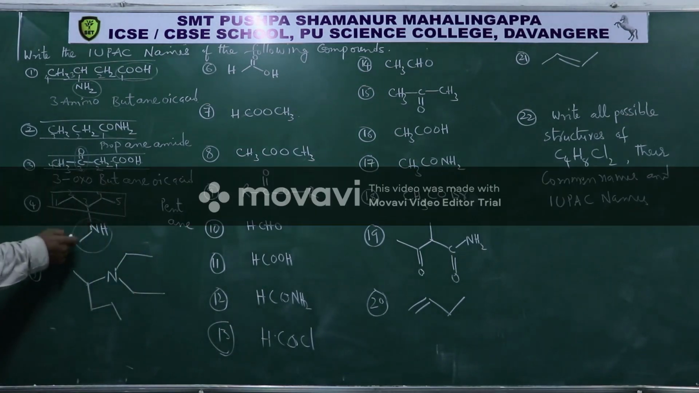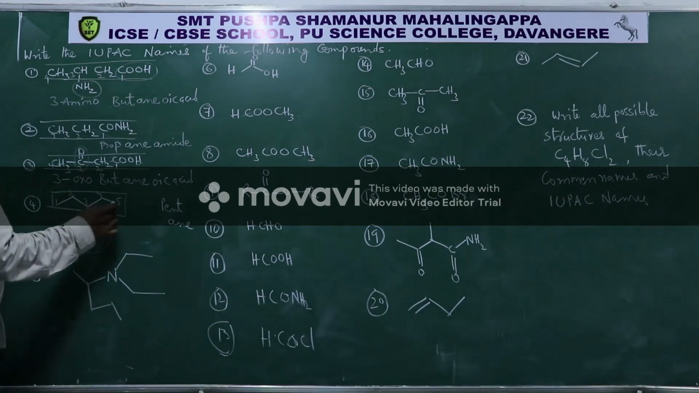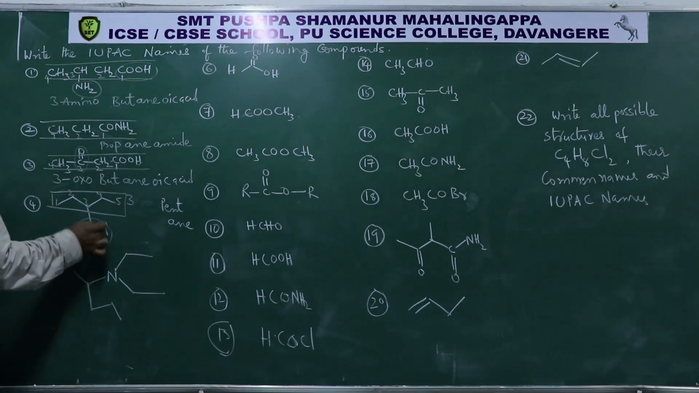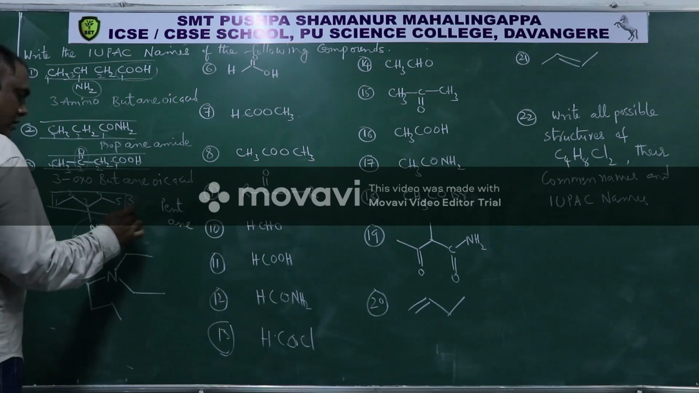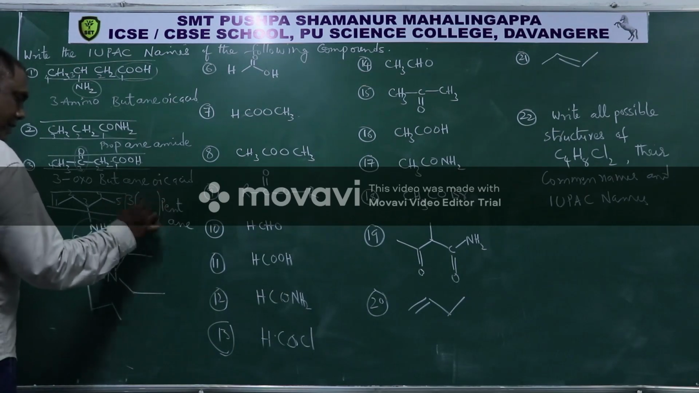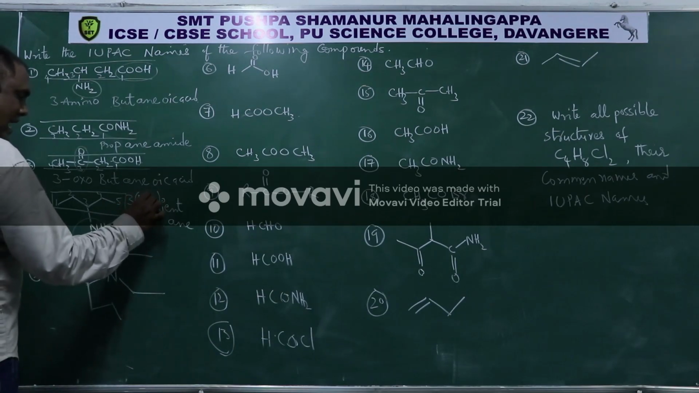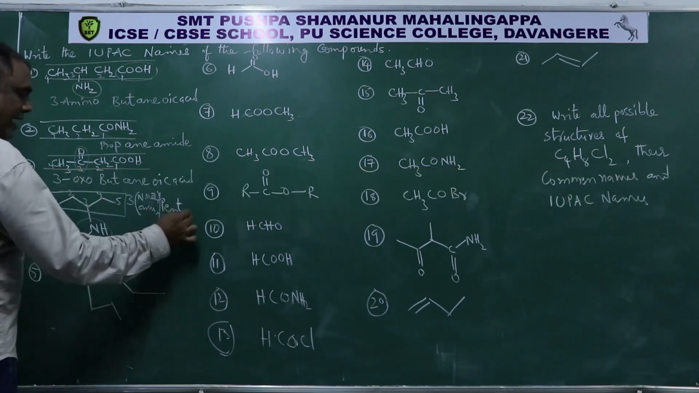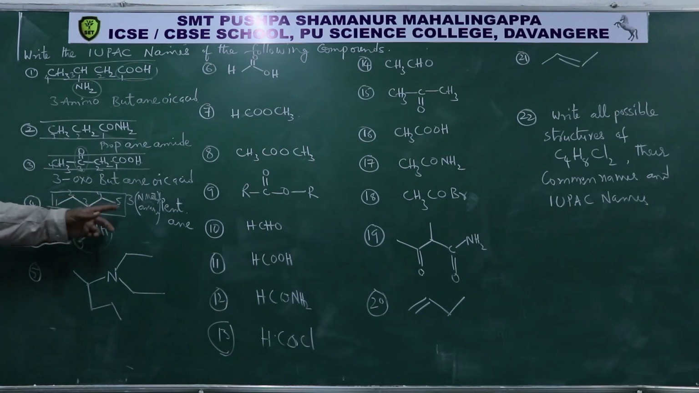Now, what is the name of this side chain? This side chain is attached to the third carbon of the main chain. And on the nitrogen, there is a CH3 group. CH3 is methyl. So, N-methyl amino. So, 3. In the bracket, I will write N-methyl amino, pentane. 3-(N-methyl amino) pentane.